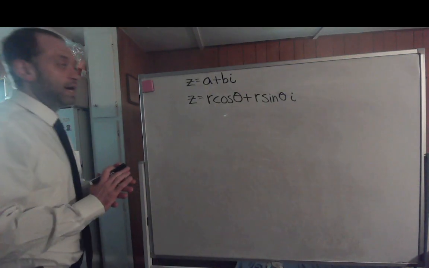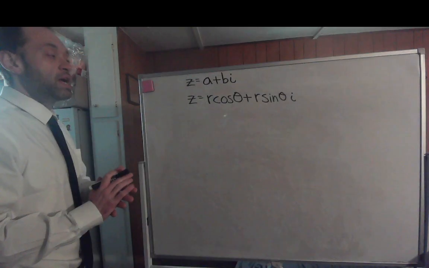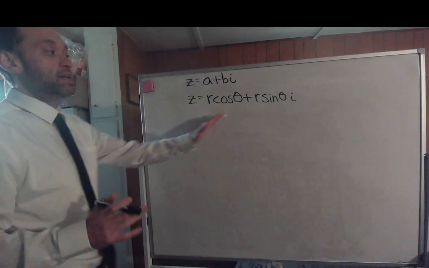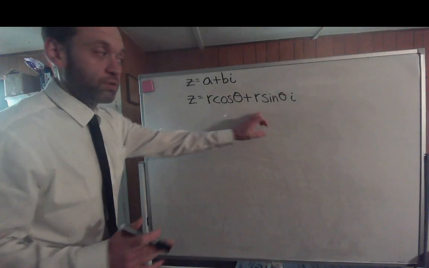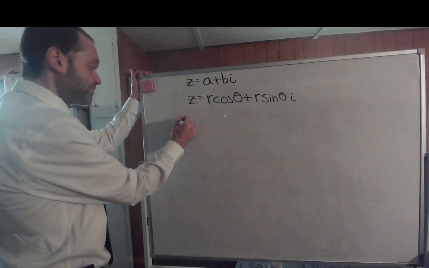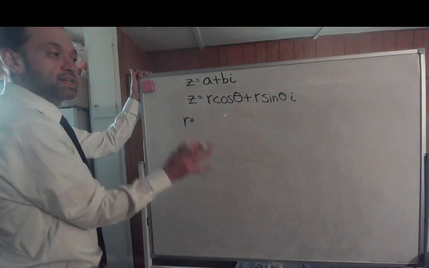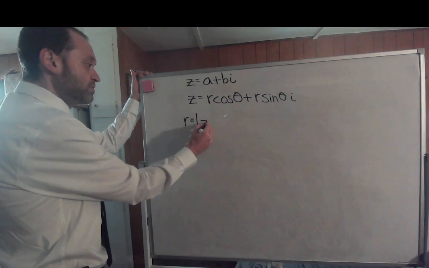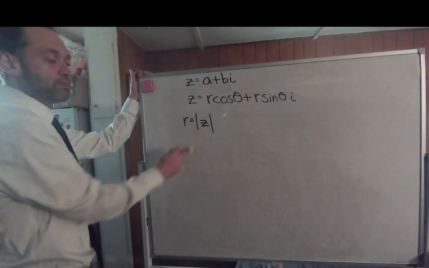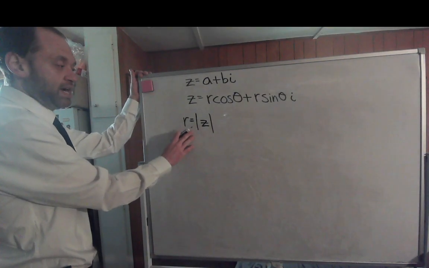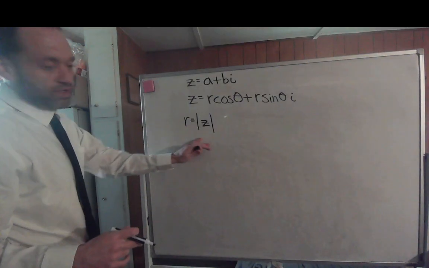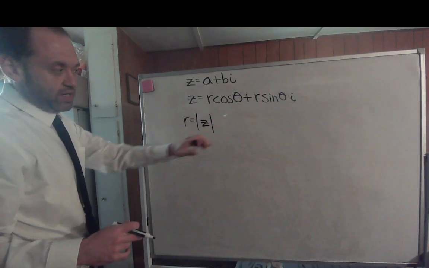Okay, so how the heck do we find r? How the heck do we find our angles? So r, your radius, is nothing more than the absolute value of your complex number. It's nothing more than that, your r. Nothing more than the absolute value of the complex number.